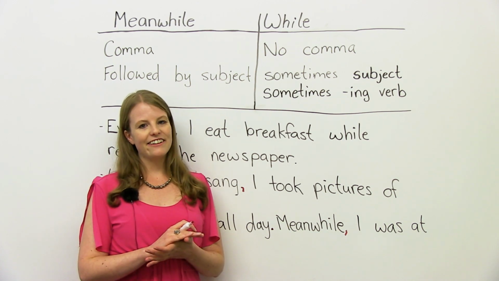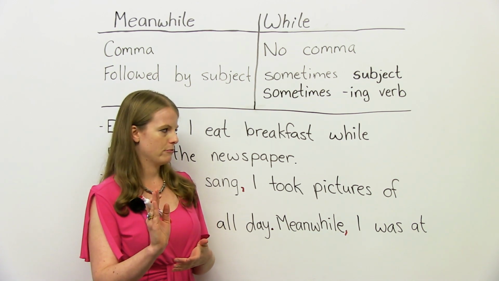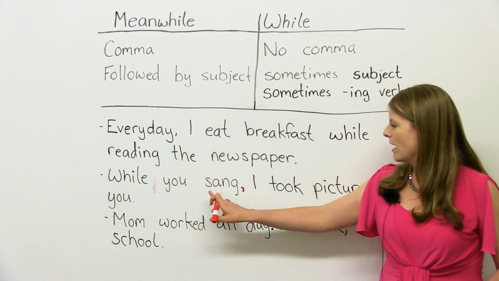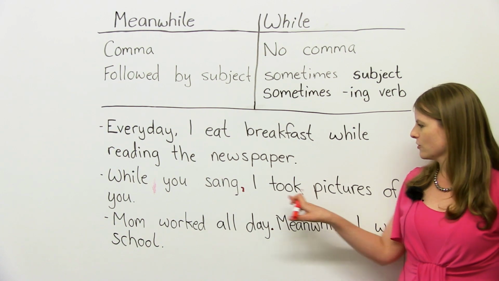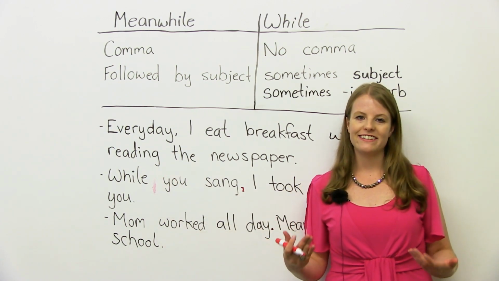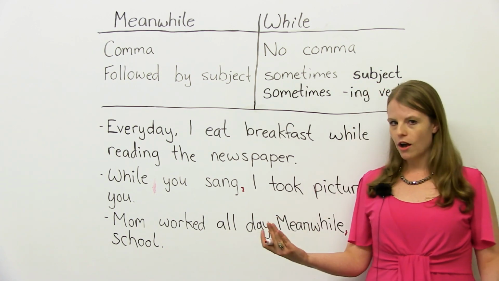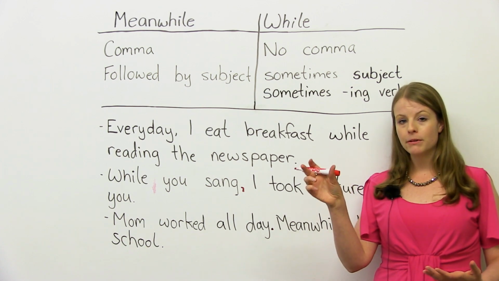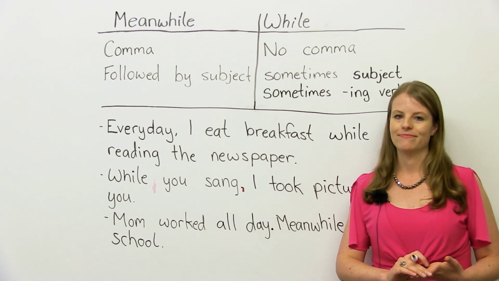With while, it's a little different. You can have a subject. Like, for example, while you sang, I took pictures. So here you have your subject. But it's not always necessary. Oftentimes, while is followed by a verb with ing.